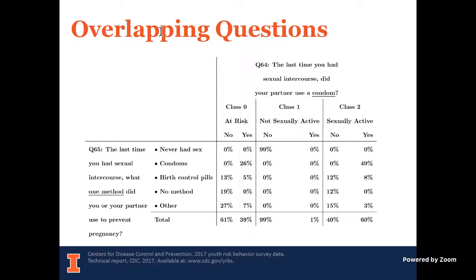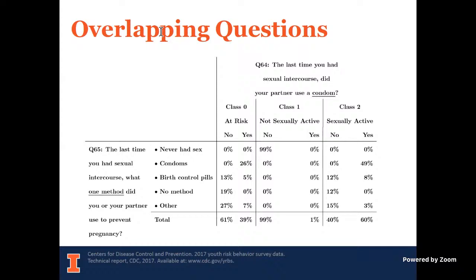Here's an example of some of the dependent questions. The first question is, last time you had sex, did you use a condom? The second question is, last time you had sex, what method did you use to prevent pregnancy? You see that we have three classes here. Class zero is called at risk: people who are either potentially being abused or have other sorts of risk taking. The second class is the largest, not sexually active, and the third class is sexually active. And you notice that if I said that I used a condom, then in question 65 I'm very likely saying yes, I used a condom, whereas if I said I did not, then I'm typically using other sorts of methods.